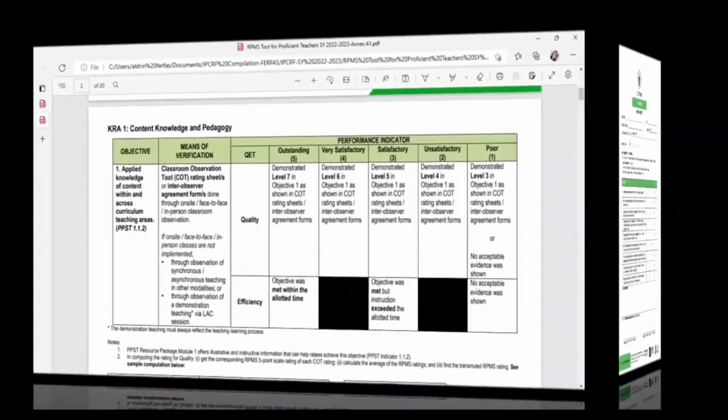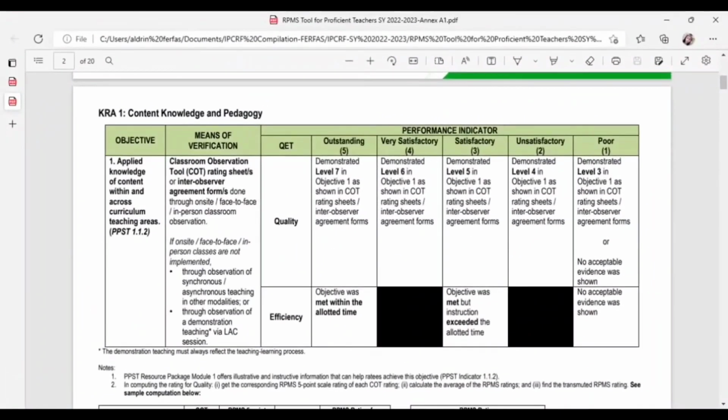So objective 1 should be observed twice. 1 for 3rd quarter and 1 for 4th quarter. So dalawang COT rating sheet ang ating i-attach na MOV for objective 1.